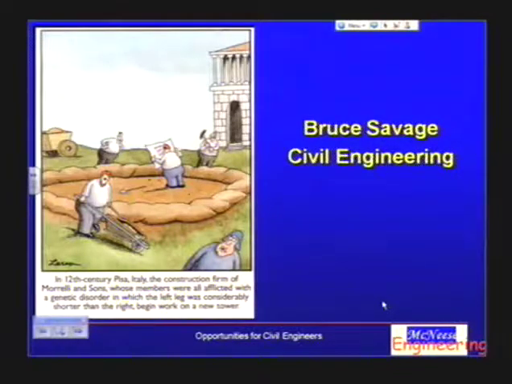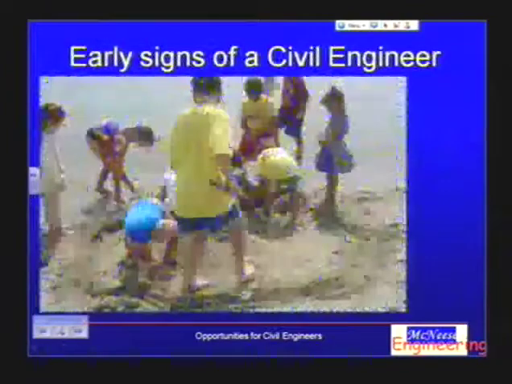There were some guys working on a tower over there, and unfortunately these guys had a little bit of a disorder where one leg was shorter than the other, so this looked like it was straight up and down. But early signs of a civil engineer.